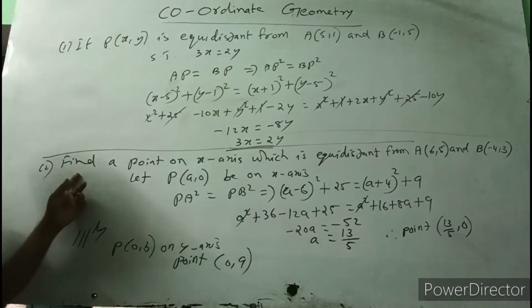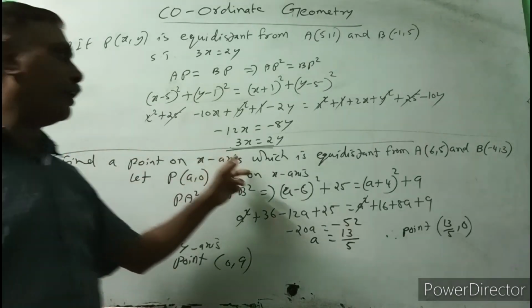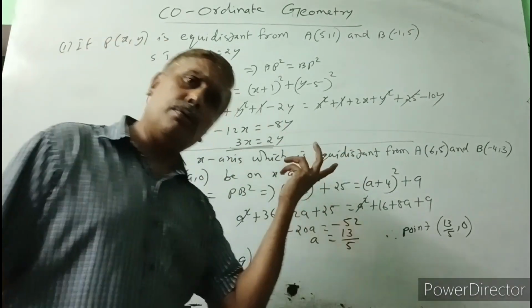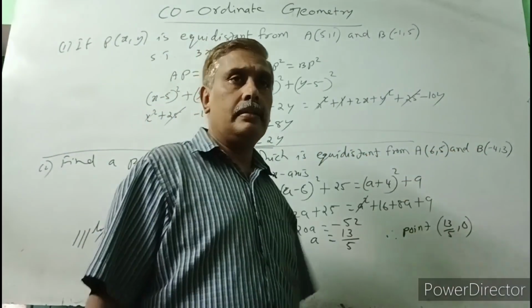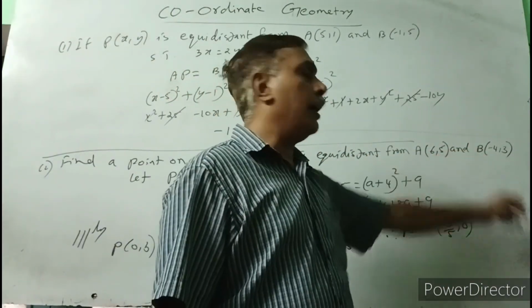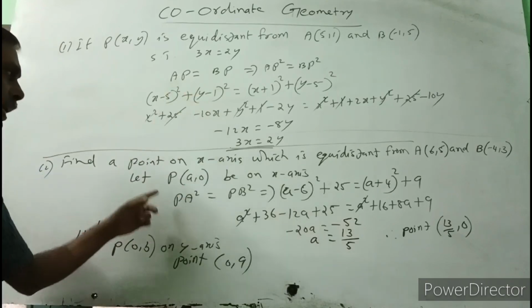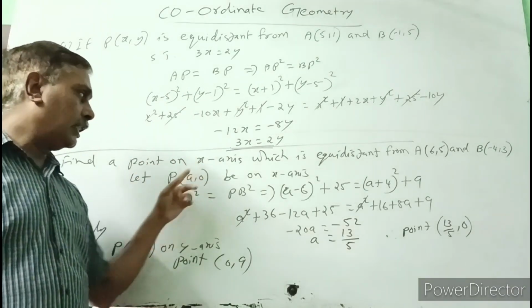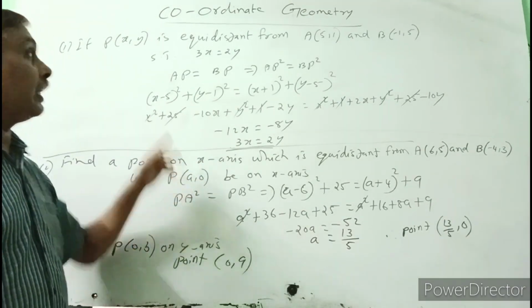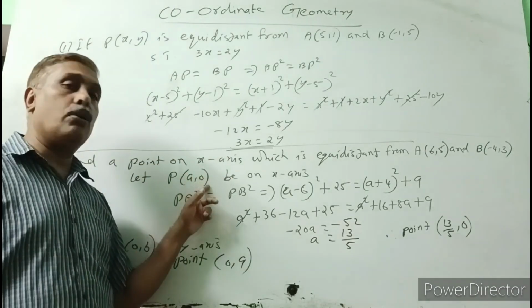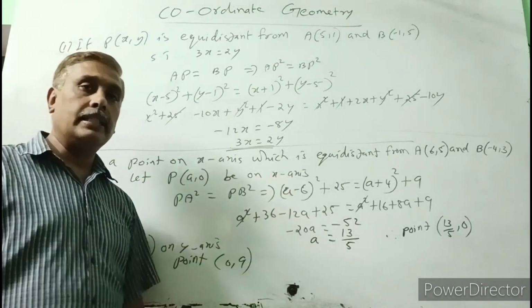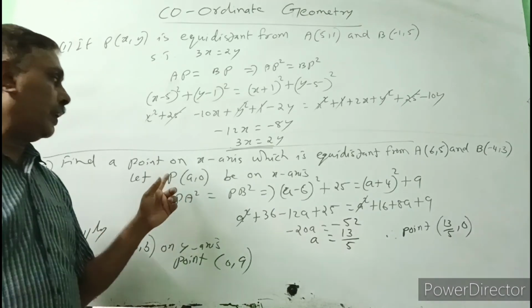Then the second question is: find a point on the x-axis, maybe on the y-axis also, which is equidistant from A and B. A is (6, 5) and B is (-4, 3). The same method I applied, but an x-axis point is always (a, 0). Here x-axis is given, so I took it as (a, 0), a point on the x-axis. So the same method applied.